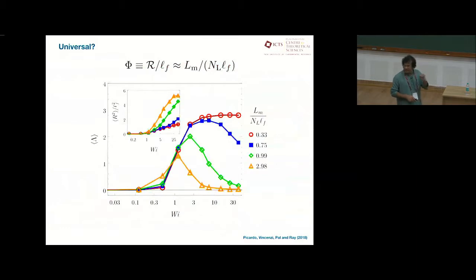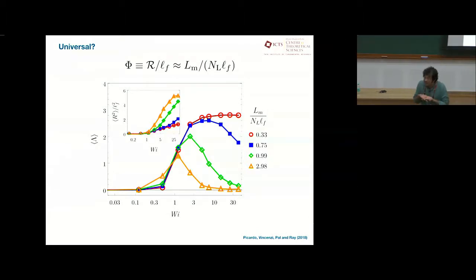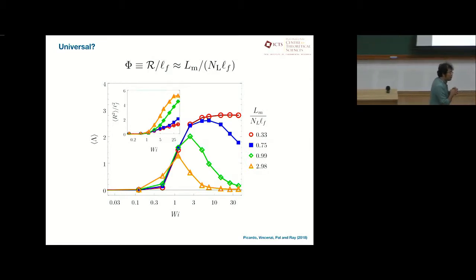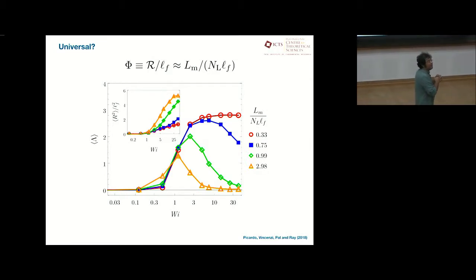This is the basic message that I wanted to get across: if you take a chain which has no inertia, it might still end up sampling the flow preferentially just because of elastic interactions. So, of course, this is really my last slide. The question remains, is this behavior universal? And this question can be asked in a different way.